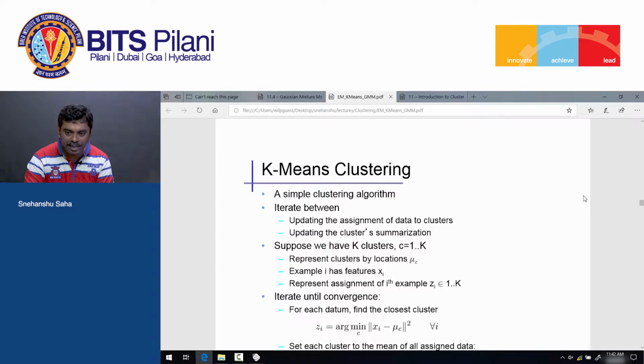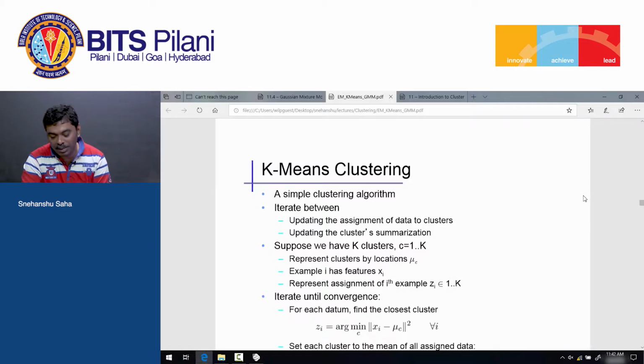So you represent each cluster by its location. Suppose an example data point has a bunch of features. We represent the assignment of the example, and then we have a distance function which we want to minimize, and the distance function depends on the distance of that point and the mean of the cluster.